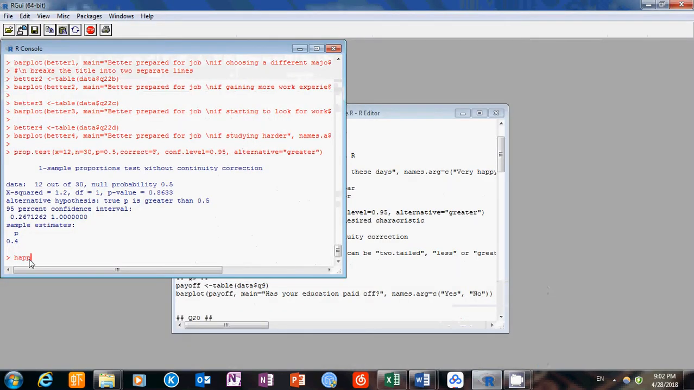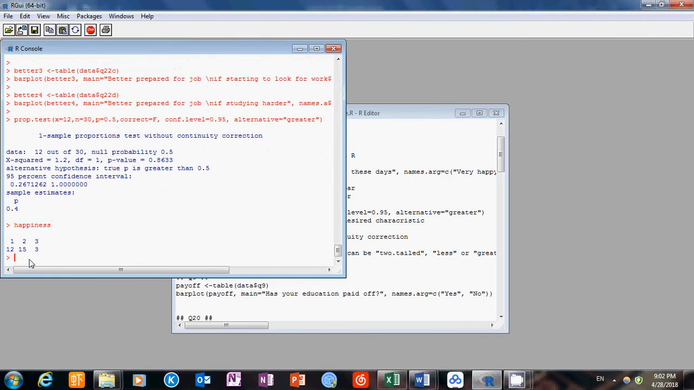So we created a table called happiness, and then we know that from the distribution we have 12 people choose 1, and 15 people choose 2, and 3 people choose 3. So actually the proportion of people who choose 1 is a little bit lower than 50%, but it's very close to 50%. Actually, it's 40% here. So 12 divided by 30, that's 40%.